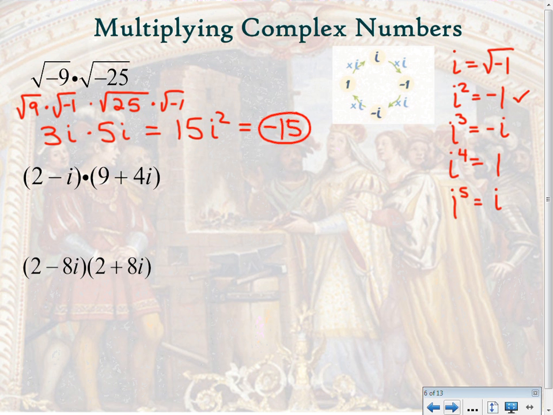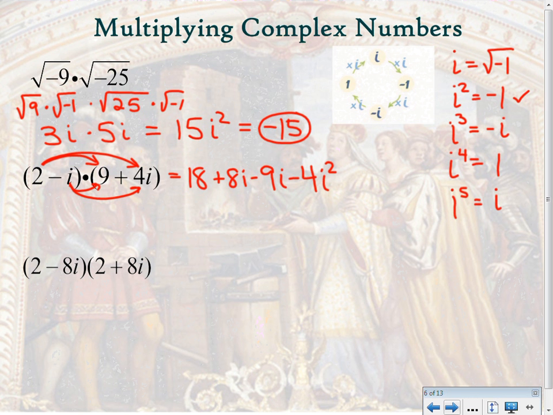Let's try another example here. This one, we need to distribute everything to everybody. Just got to do it carefully here. So I have 2 times 9 is 18. 2 times 4i is 8i. We have a negative 9i. And finally, we have a negative 4i squared.